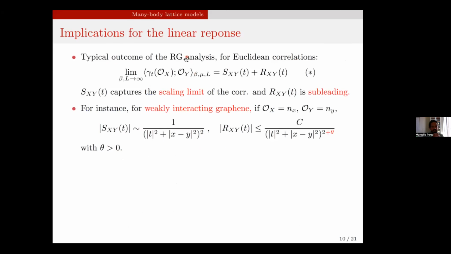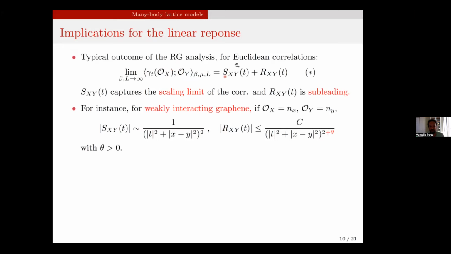So, before doing that, let me tell you what is the typical outcome of the renormalization group analysis for studying transport coefficients, so in particular for studying correlation functions. The typical outcome of the renormalization group analysis is a precise decay estimate for the Euclidean correlation function of the many-body system. Here I'm looking at the connected correlation function in imaginary time for observables which are local and supported in 2 subsets of the lattice X and Y. And whenever RG works and whenever you can use it to study infinite volume and zero temperature, what it gives you is a very good understanding of the decay properties of this correlation function, as I'm writing here.